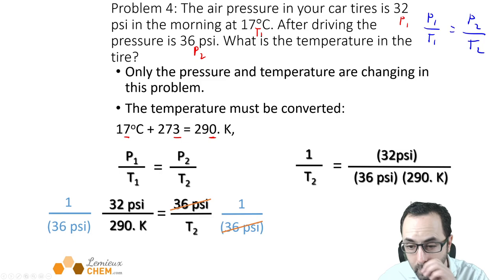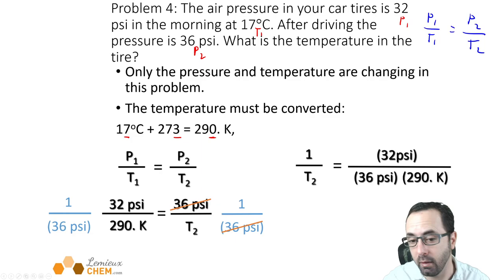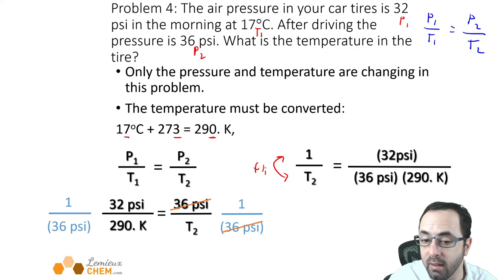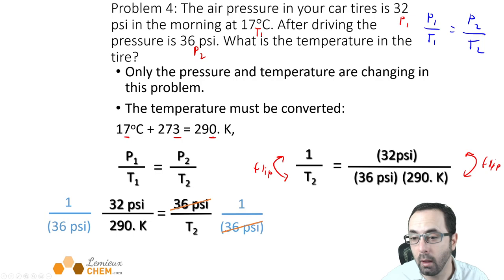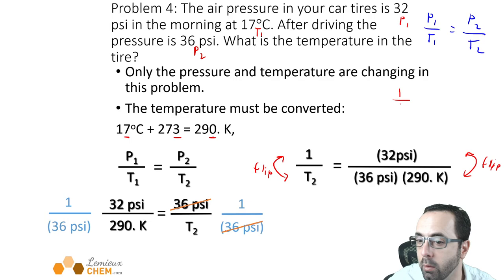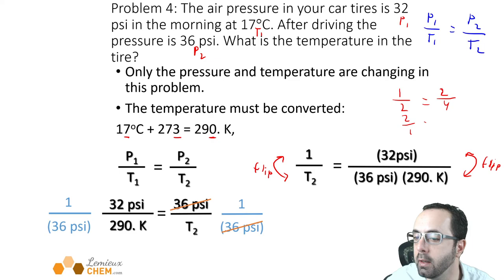Now what we can do to fix this is we can flip both sides. That is an allowed mathematical rule, as long as we flip both sides. And why does this work? I'll show you an example with normal numbers. 1 over 2 equals 2 over 4. If I flip this, I get 2 over 1 equals 4 over 2, or 2 over 1 is 2, 4 over 2 is 2. So you can flip both sides and still have the same thing. So that's essentially what we're doing here.